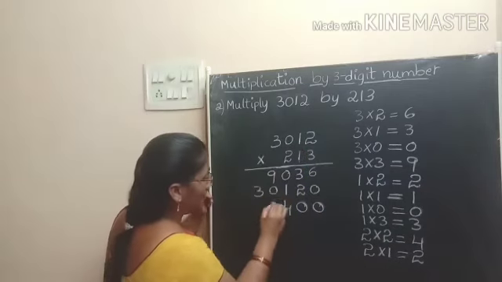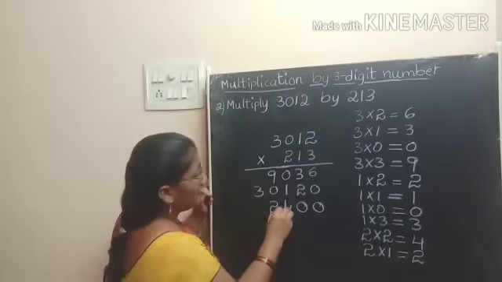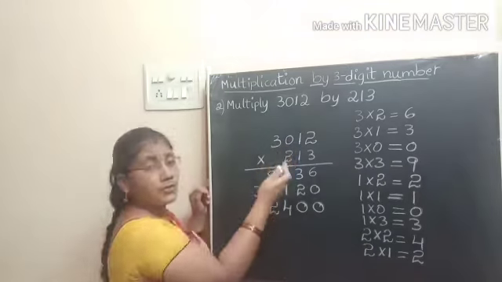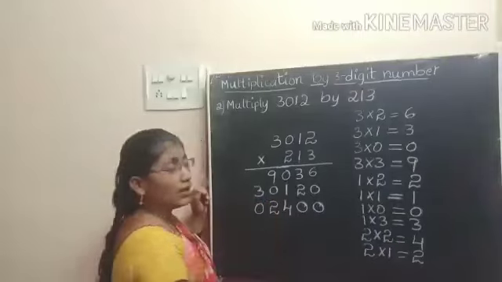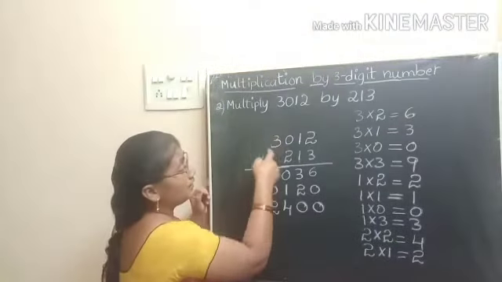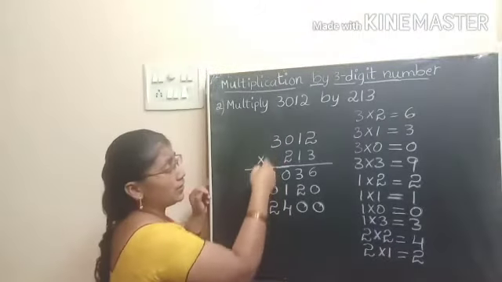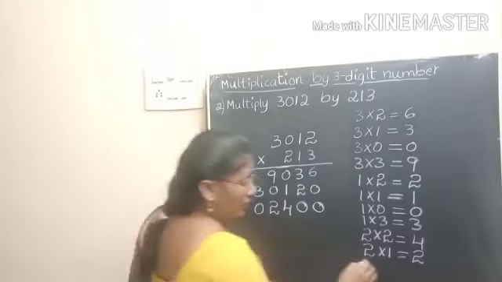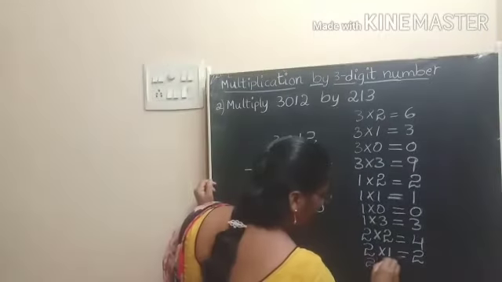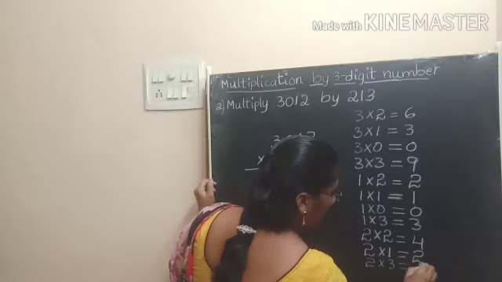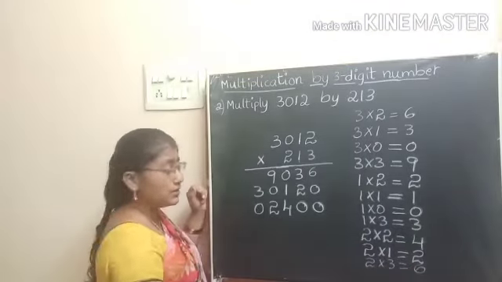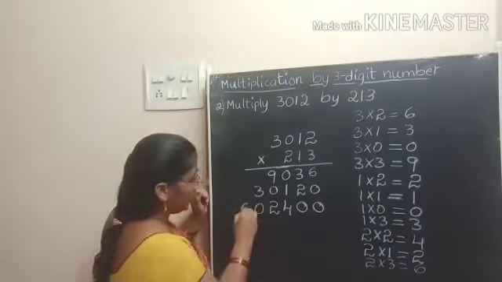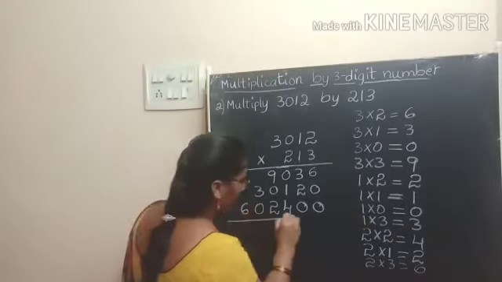So 2 into 1 is equal to 2. Next, 2 into 0. 2 into 0 is always 0. Okay. Then take the digit in thousands place. 2 into 3. How much is it? 2 into 3 is equal to 6. Then write that 6.